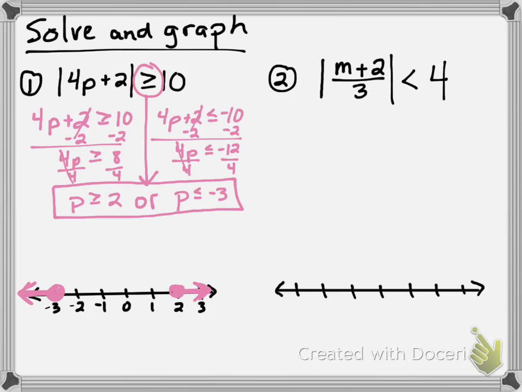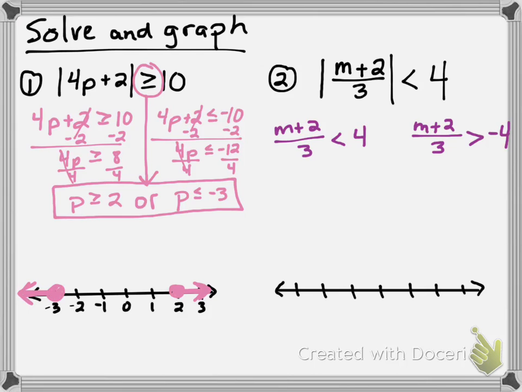Alright, and the next one. Same thing. I can see that absolute values could be less than 4, but they could be greater than 4 too, so there's no trick here. I need to go ahead and solve it. Alright, so the absolute value is isolated, so now I can write my two inequalities. So I have m plus 2 over 3 is less than 4, and I have m plus 2 over 3 is greater than negative 4.